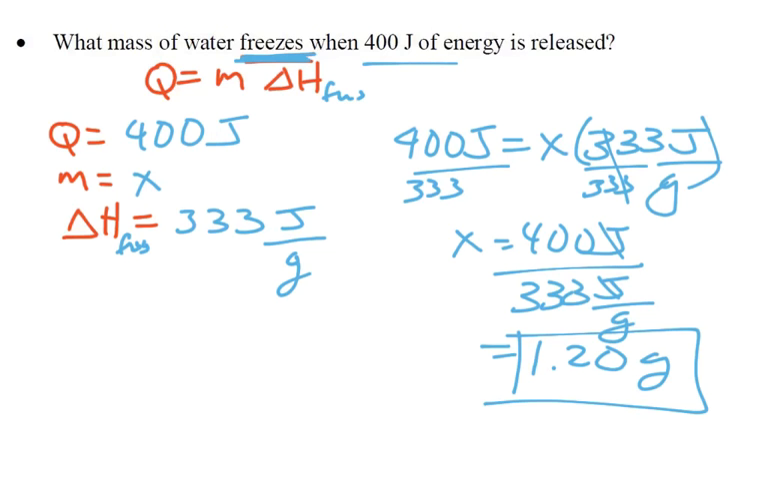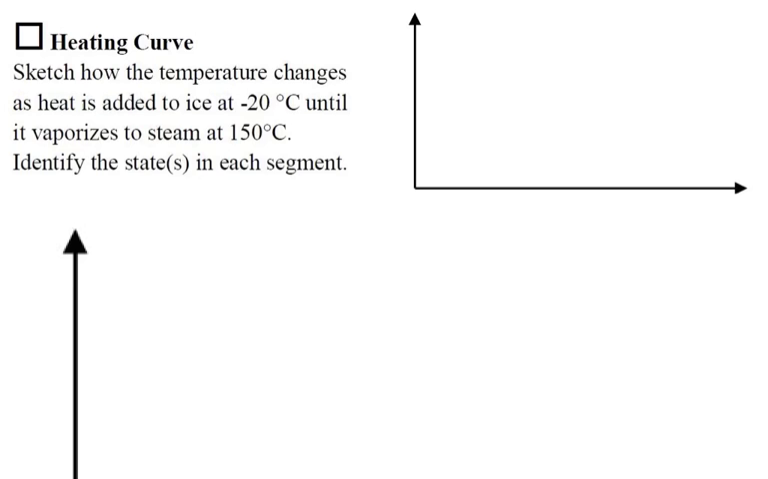Now, since the energy is released, we could call that a negative 400 if we want to, but that's not important right now. Next problem. The heating curve. Heating curves, we say that when you are warming something up and getting it to melt, those are two different things. Warming and melting, warming and boiling, they happen differently. So these things have a shape like this.